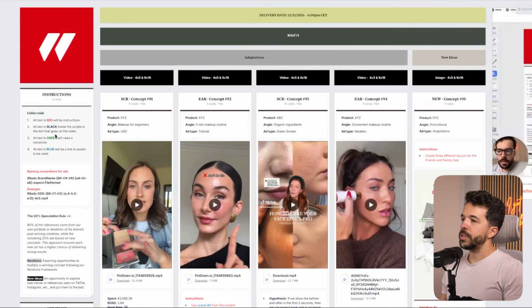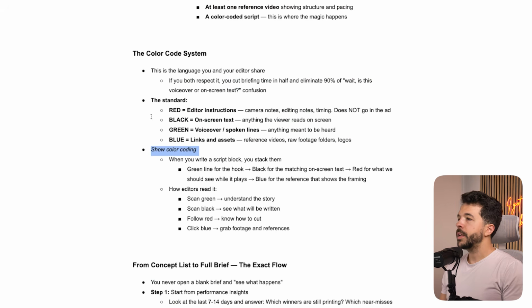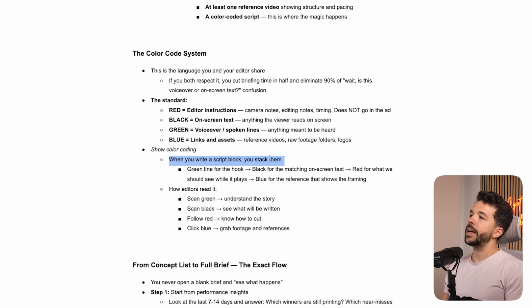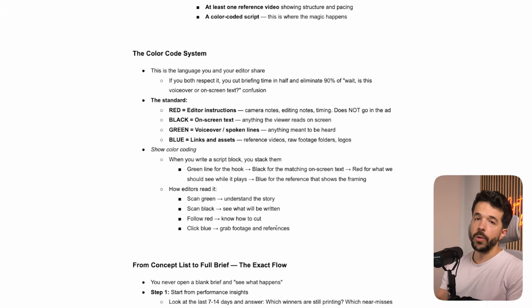I showed you already. Here's our color code explanation. If you like it, you can copy it, just pause the video, copy and paste, take a screenshot. But when you write the script block, you want to add your own color code, just in case for whatever reason it's not clear or it's confusing. Just make sure it's there and make sure that your video editor is not going to get it wrong. When editors read it, scan for green, understand the story, scan for black, see what will be written, follow red, they know how to cut, and click blue, grab footage, reference, and start editing. As easy as that, and you can see how much faster it is for your video editor if you do it this way.